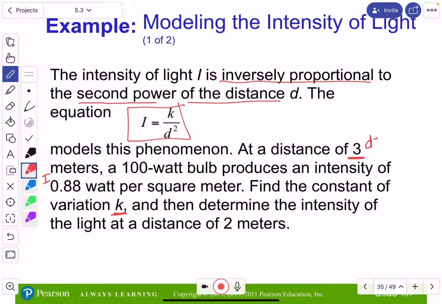So we're going to plug them in. Intensity is 0.88. We don't know K, and we know the distance is 3. So 3 squared is 9. Multiply both sides by 9, and we get K equals 7.92.